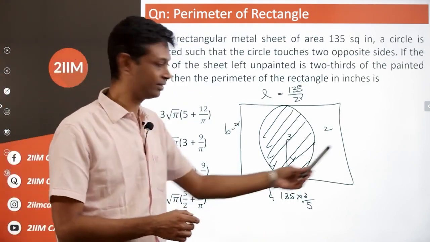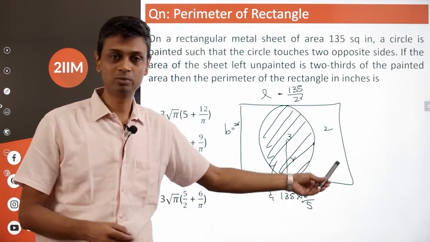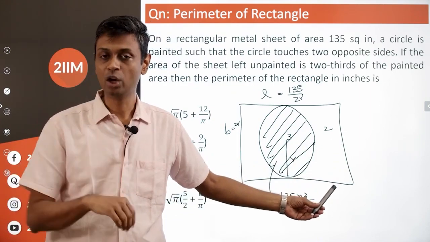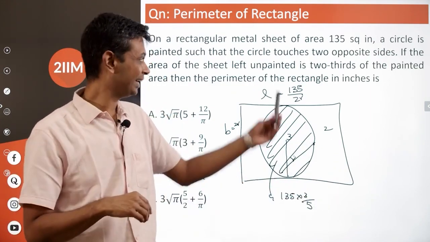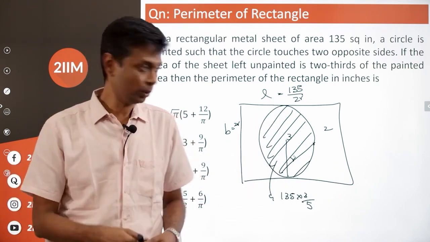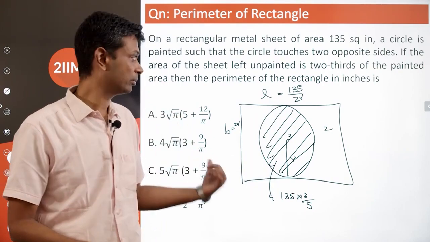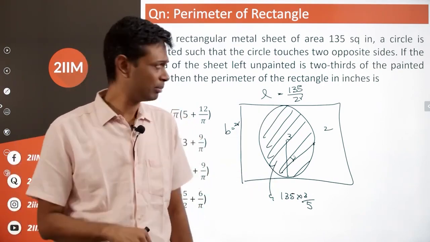The key thing, this is 2/3 of this. Or if this is 3, this is 2. The moment you write the ratio down like that, we know the area of the circle is 3/5 the area of the rectangle. Rectangle area is 135, 3/5 of that is 81. From that we get the radius. Twice the radius is the breadth, 135 by breadth is the length, and then add up and manipulate root pi and the rest of it. Fine. Lovely question, but not too difficult.